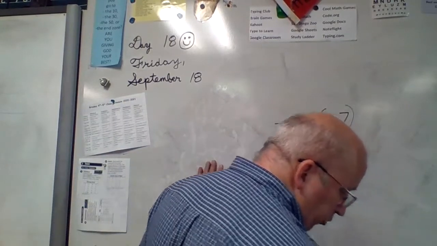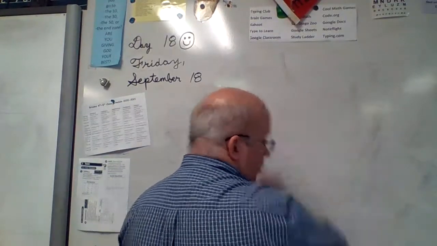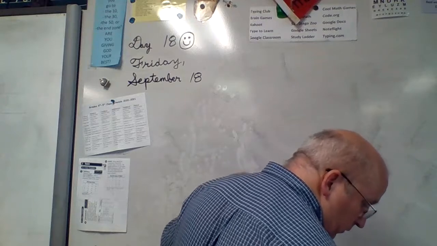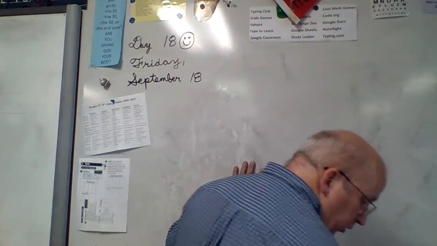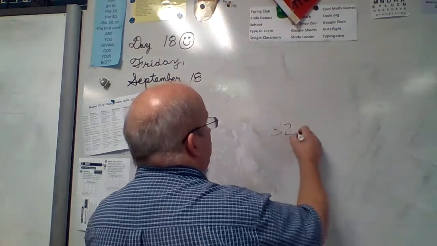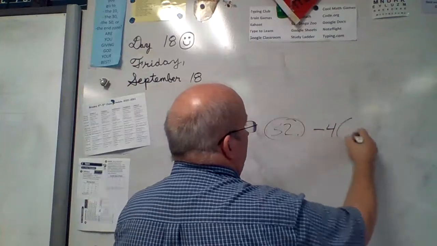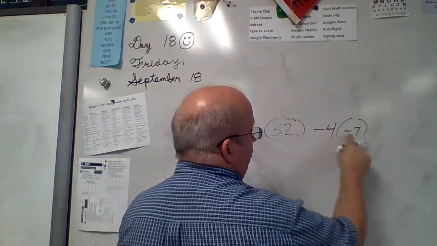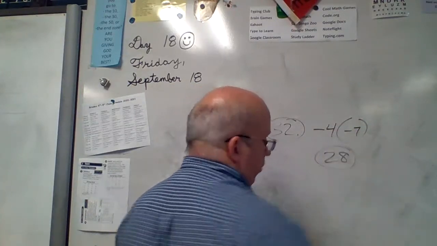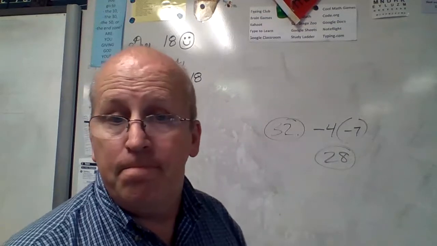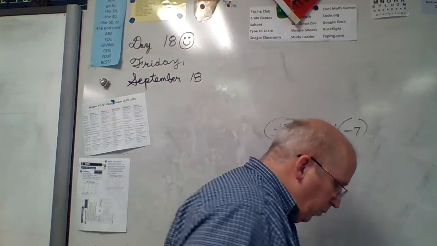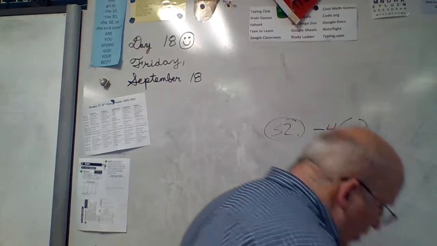So, pick one, Joel. How about problem number 32? 32 says negative 4 times negative 7. The signs are the same, so it's got to be a positive 28. Right? Okay.